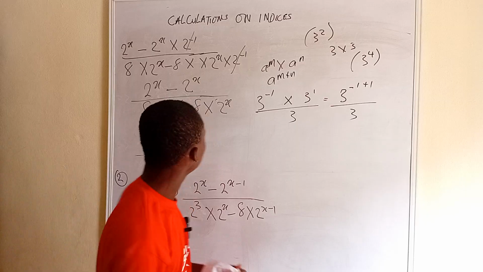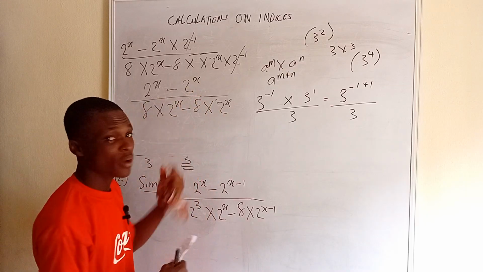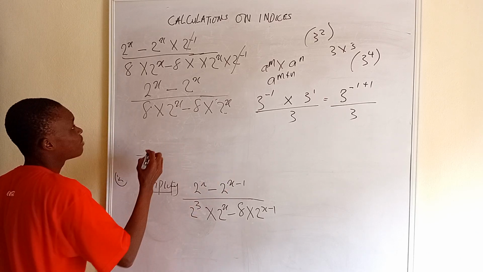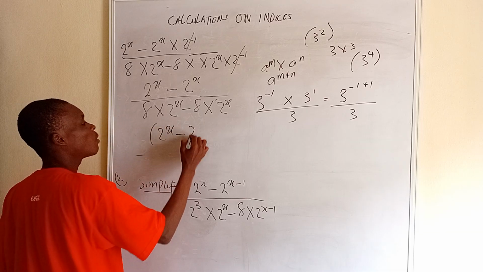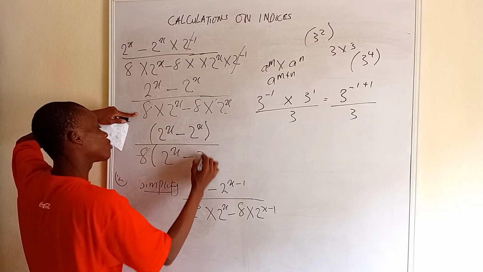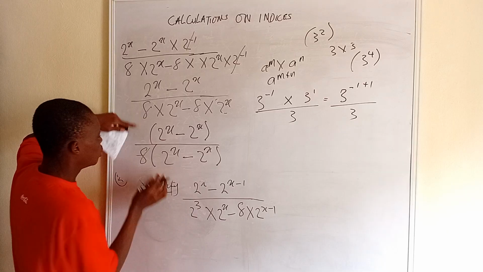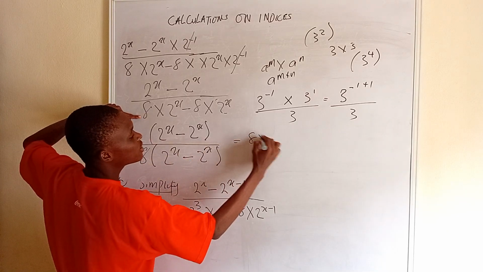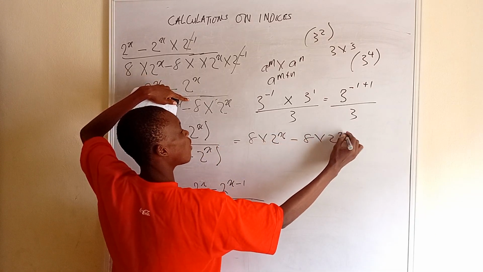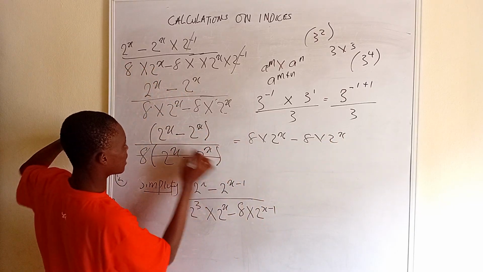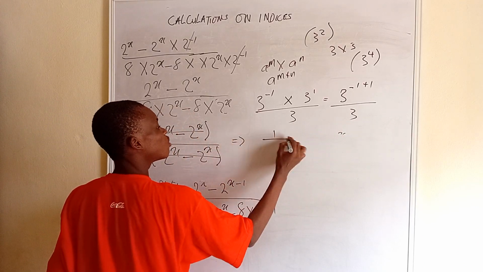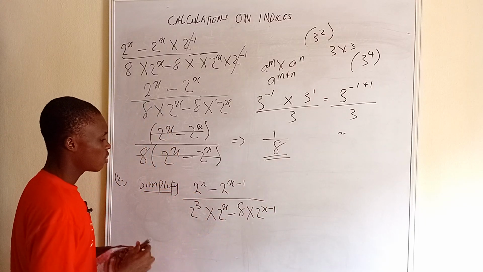Since we have common terms here, we are going to do substitution. Or from here we can factorize. Let's factorize by saying 2 to power x, since it's common, and in the bracket 8 is common. So we say 8 into bracket 2 to power x minus 2 to power x. 8 times 2 to power x gives us 8 times 2 to power x, and 8 times negative 2 to power x gives us negative 8 times 2 to power x. So clearly this can cancel out this, and our final answer becomes 1 over 8. All right, let's take the next one.